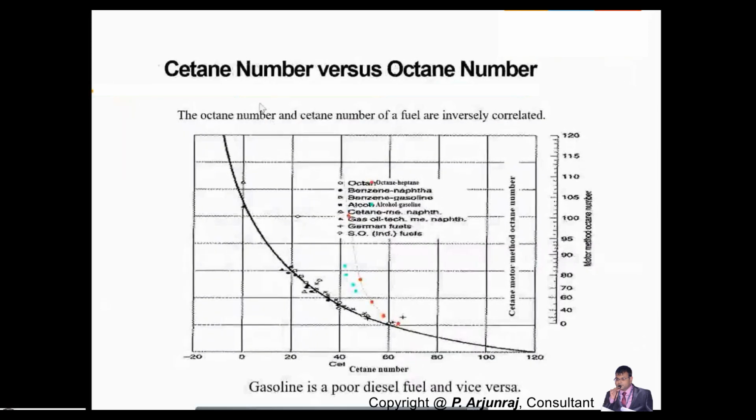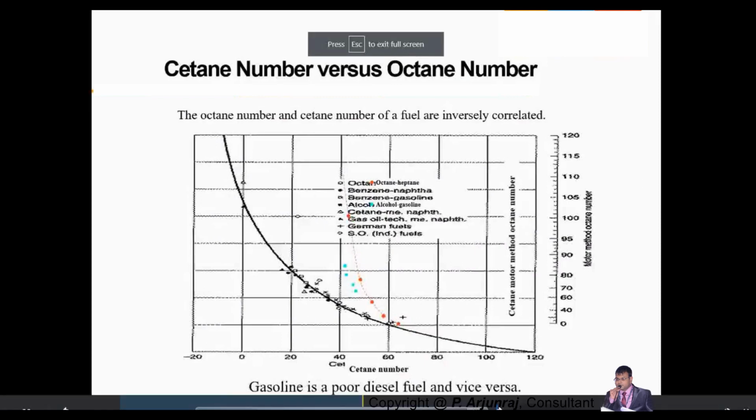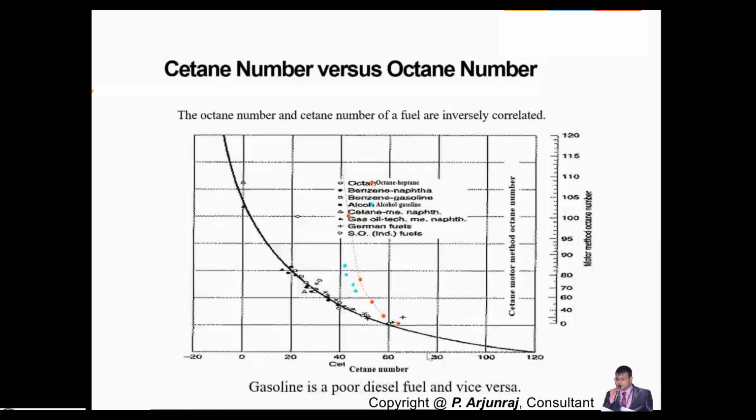This is the graph showing CTN number versus octane number. The octane number and CTN number of a fuel are inversely correlated with each other. So this is the final thing that you need to keep in mind. Gasoline is a poor diesel fuel, and vice versa. Gasoline is a poor diesel fuel, and the diesel is a poor gasoline fuel.